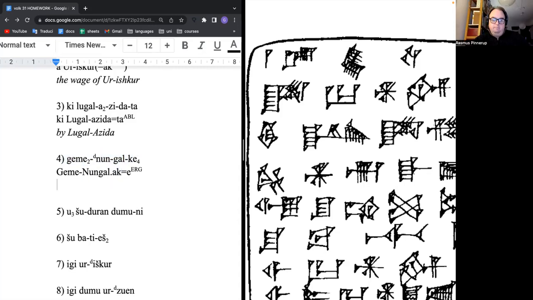So yes, when it's part of the name, I don't mark it with the equal sign. I just put a dot, because again, it's part of the grammatical, the morphological construction. So just Gemenungal, I would say.